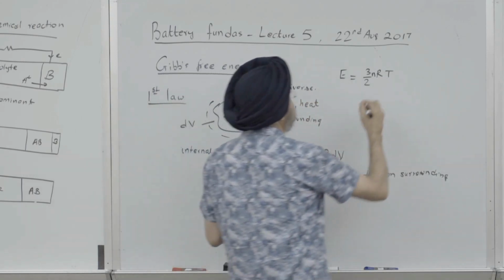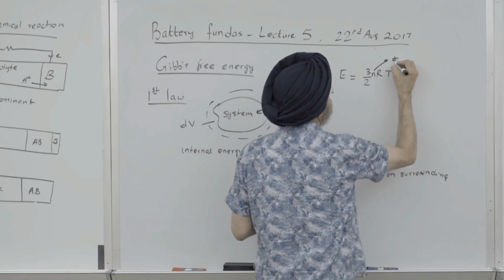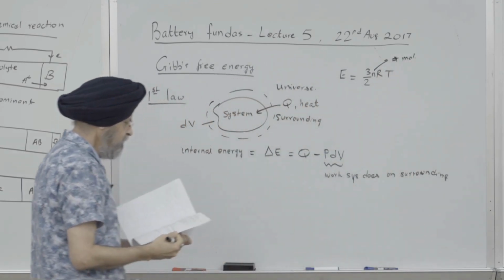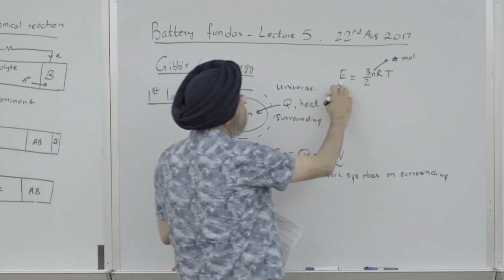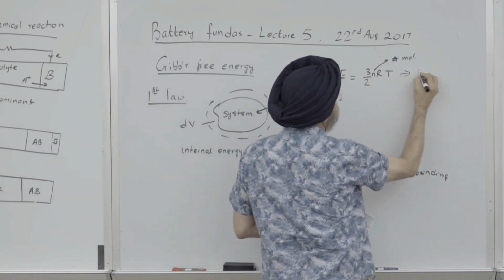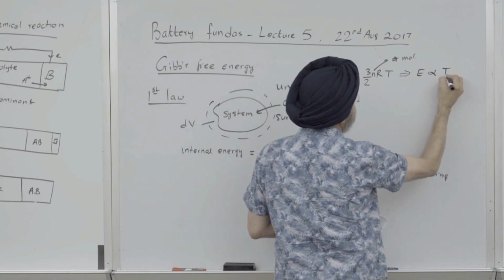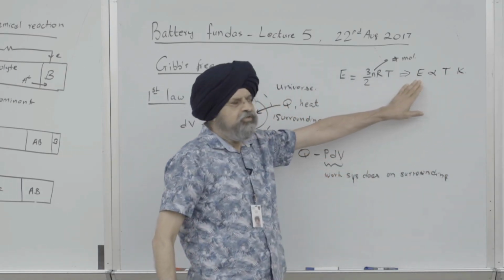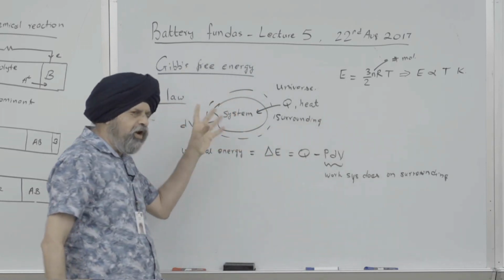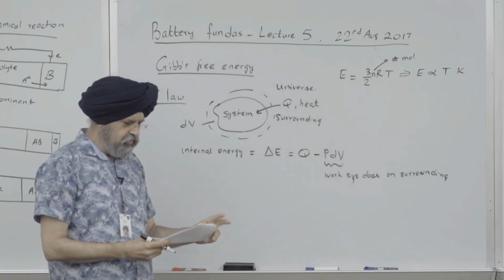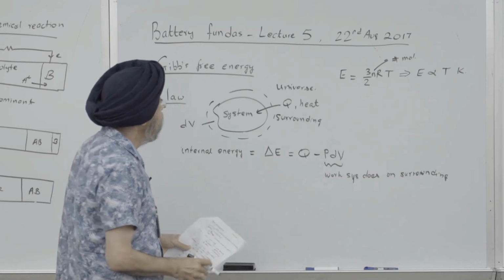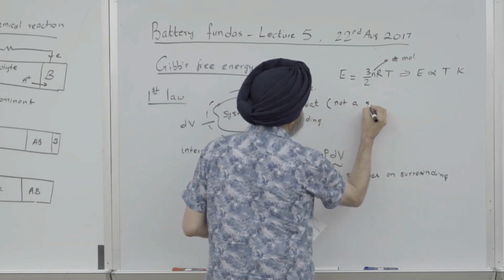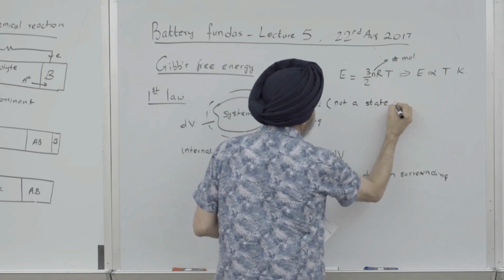Is N the number of moles? I think so. Anyway, the important thing is that internal energy is proportional to temperature in Kelvin. So if I make my system hot, its internal energy will increase. But the thing is, Q, heat, is not a state variable.